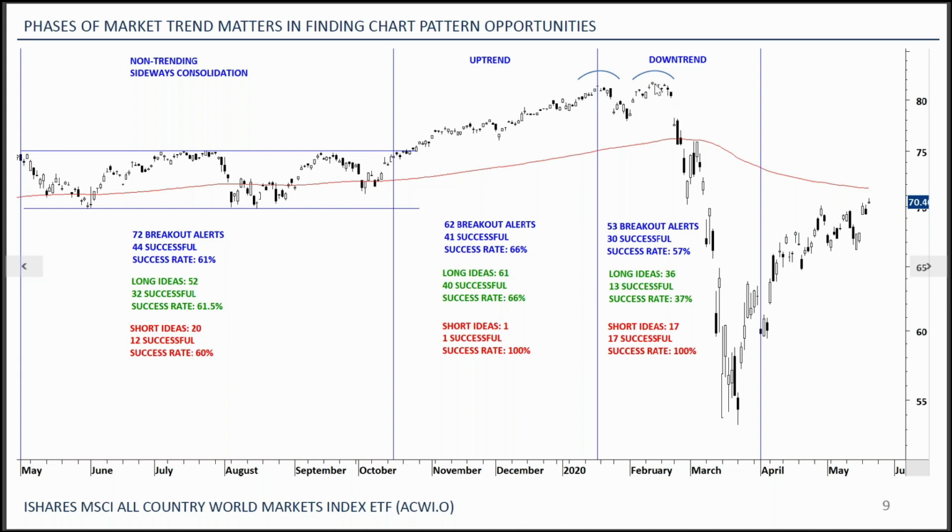Two minor highs were completed on the downside with the breakdown of the 200-day moving average, and the sell-off followed. Now, during these periods, phases of market trend matter in finding chart pattern opportunities. Let me be clear here. I never look at the index charts and dictate my research in that direction. What I do is a bottom-up approach.